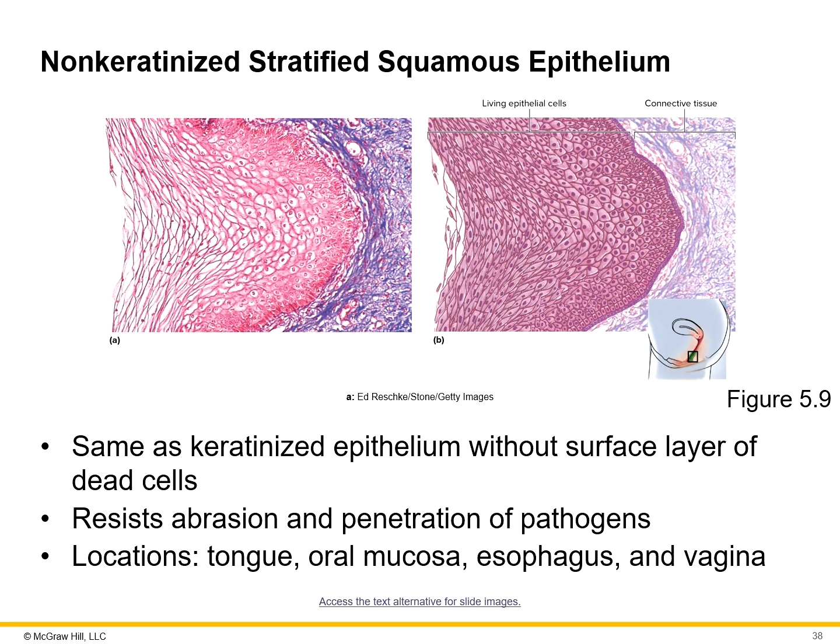Non-keratinized stratified squamous epithelium is going to be the same as the keratinized, but the cells at the surface, these guys are not dead. These guys still are going to resist abrasion and penetration of pathogens. But as these cells fall off, that's when they are dying. So we're going to find these guys in places like our oral mucosa or our tongue, the esophagus.